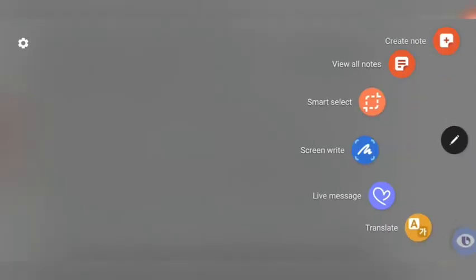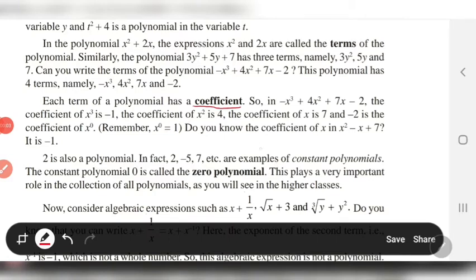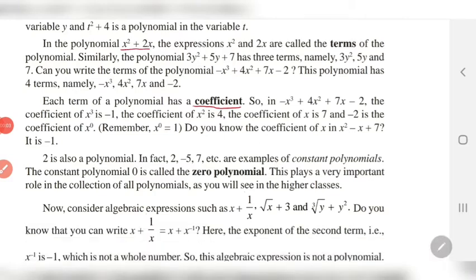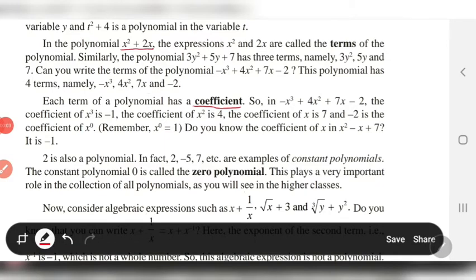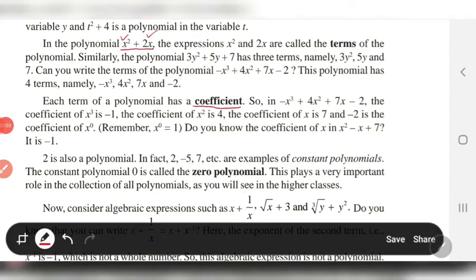So children, now we'll see another point, that is on coefficient, correct? And before that we should know, for example, x square plus 2x, correct? So it has got two terms, one is x square and the other one is twice x, understood? So x square is one term and twice x is the other term.